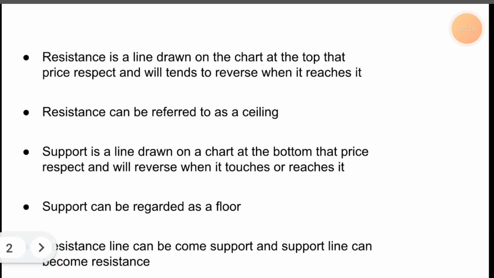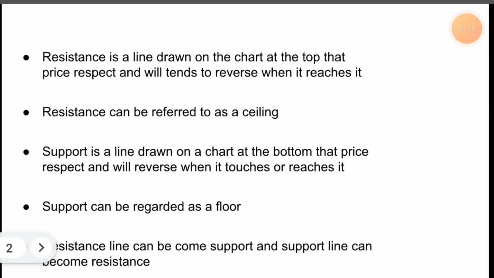So, what is resistance? Resistance is a line drawn on the chart at the top that price respects and will tend to reverse when it reaches it. It can also be referred to as a zone drawn at the top of your chart that price will tend to respect and reverse from when it reaches it. So it can be regarded as a ceiling.